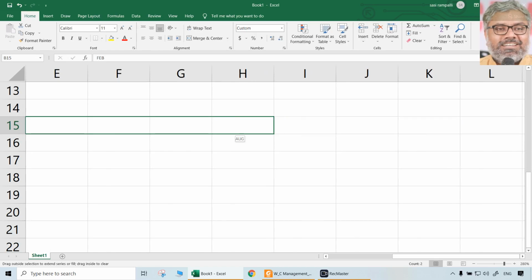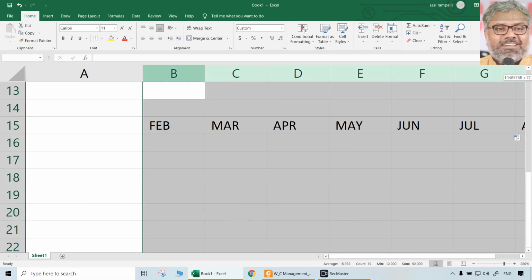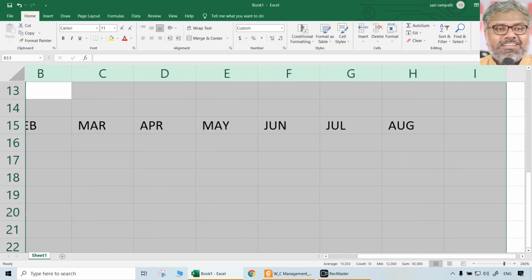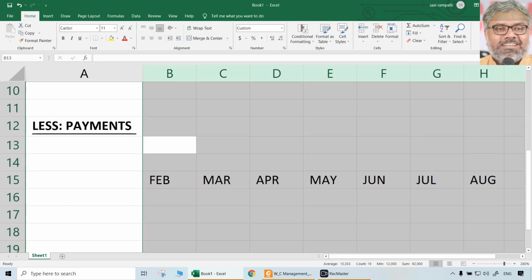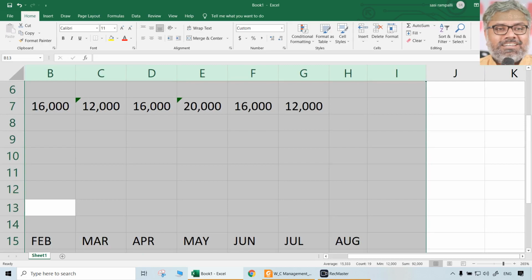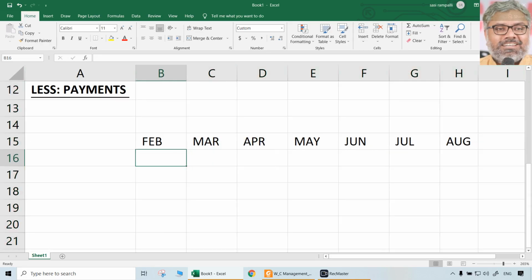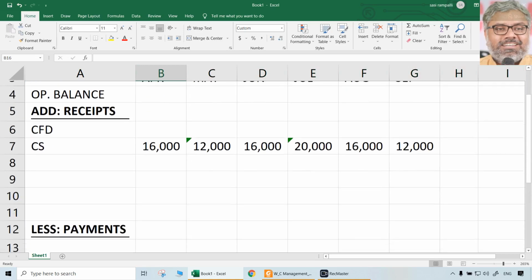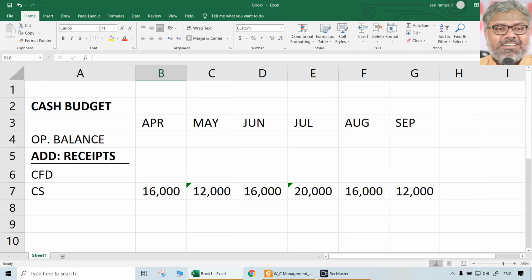September also is not required. Why? Because September sales happen, but credit sales of September will be collected in October and November. So we don't need that. We need only up to September. So this is our core period.